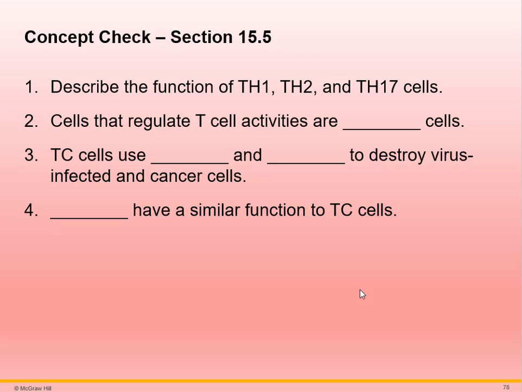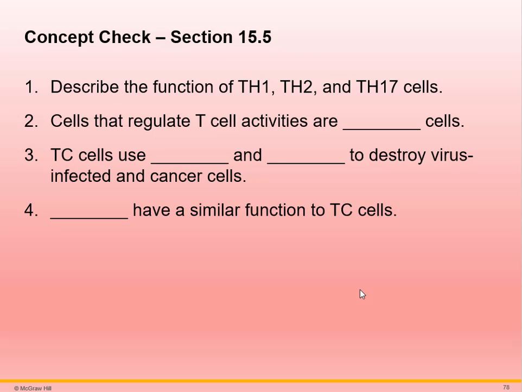So our concept check here for section 15.5 is to describe the function of the T helper 1, T helper 2, T helper 17. And then the second question: cells that regulate T cells are blank cells, and TC cells are blank and blank to destroy virus-infected and cancer cells. And question 4, blank have a similar function to T cytotoxic cells.